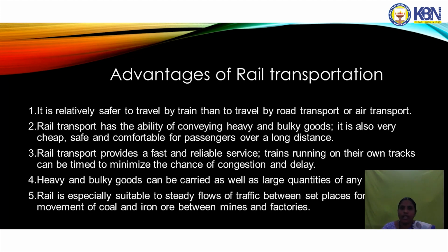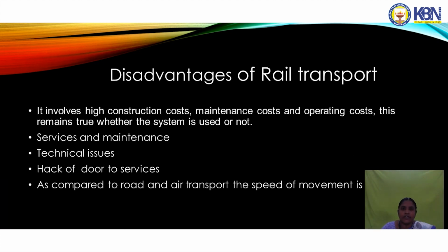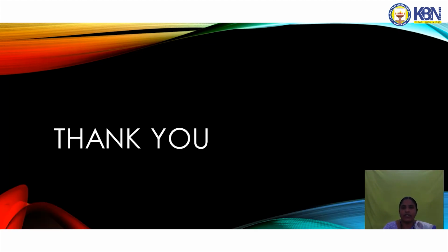Advantages of rail transportation. It is safer to travel by rail than by road or air, and rail transport has the ability to convey heavy and bulk goods. It is also very cheap, safe and comfortable for passengers over a long distance. Heavy and bulk goods can be carried in large quantities from one place to another place. Rail is especially suitable for steady flow of traffic between set places, such as movement of coal and iron between mines and factories. Disadvantages of rail transport: it involves high construction cost, and maintenance and operating costs remain whether the system is used or not. Also service maintenance, technical issues, and lack of door services. These are disadvantages of rail transportation.